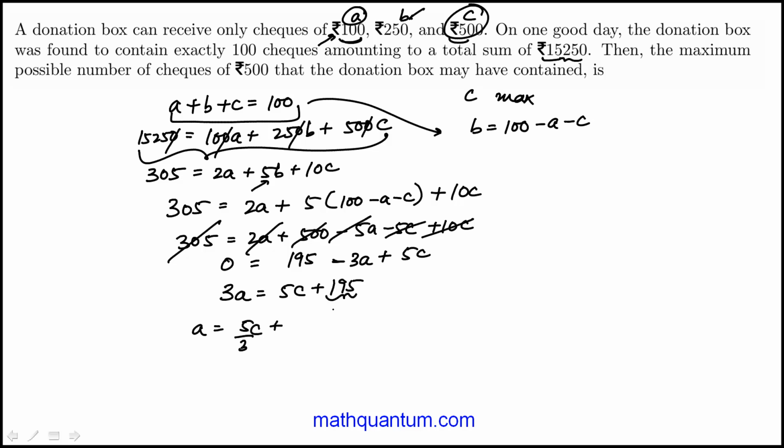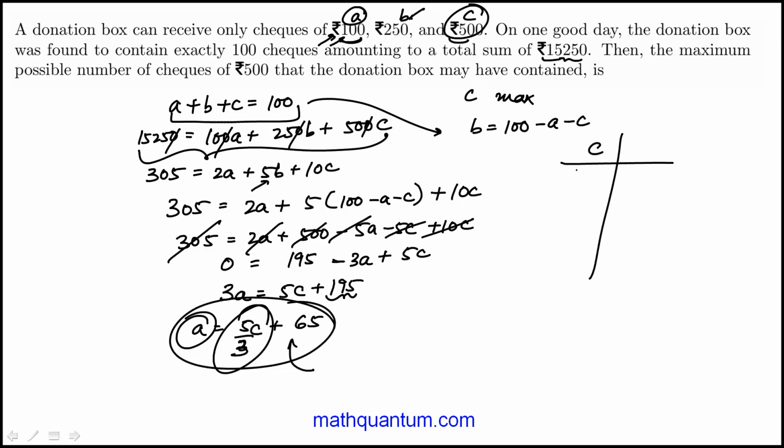This is divisible by 3, so we end up with this equation. From this, I know A has to be an integer. That's the number of 100 rupees checks. And so we notice that C can only take on multiples of 3. C could be 3, 6, 9, 12, 15, and so on and so forth. And we can compute the corresponding value of A and see what happens to B.